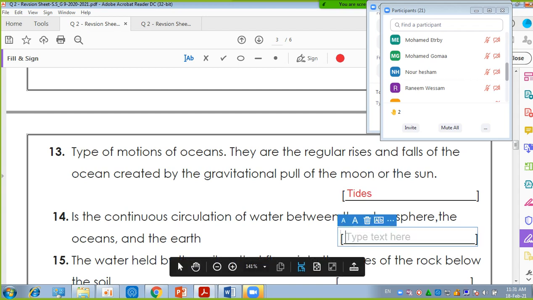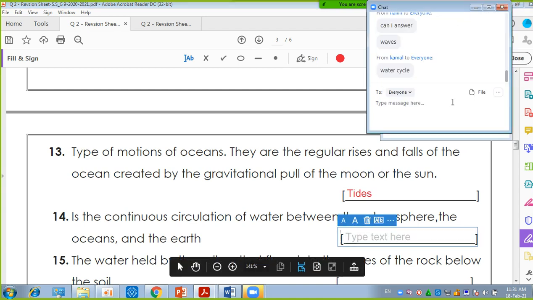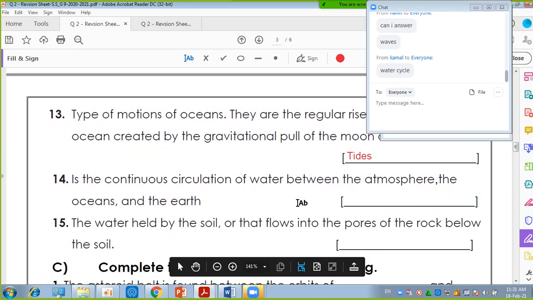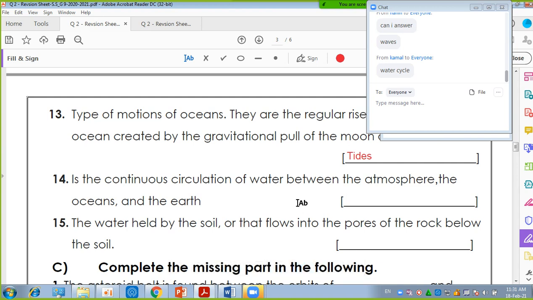14. Kamal, you write in the chat room. Okay, let me read it. The continuous circulation of water between the atmosphere, the ocean, and the earth. What do you call this cycle? Kamal said water cycle. Actually, we don't name it water cycle. We have named something different. What do you call the cycle?